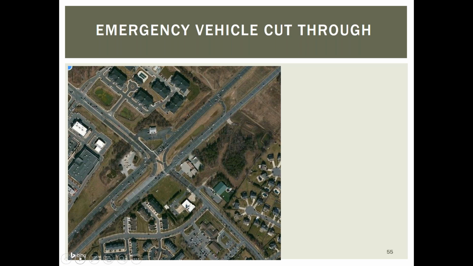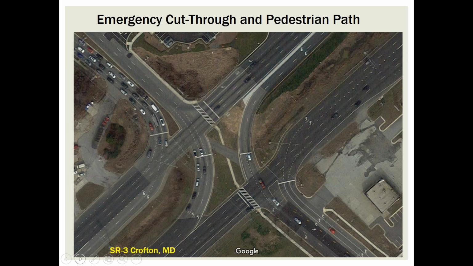Here's a case study where there's a fire hall on one side of the main highway, residential property on the other, and you see the cut through there in the center. That is for emergency vehicles. And this is a signalized R-CUT. This would really only work at a signalized version, because if it's unsignalized, well, I'll explain it here in a second. Here's a close-up view.